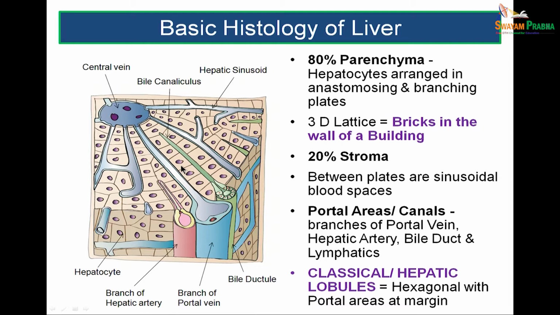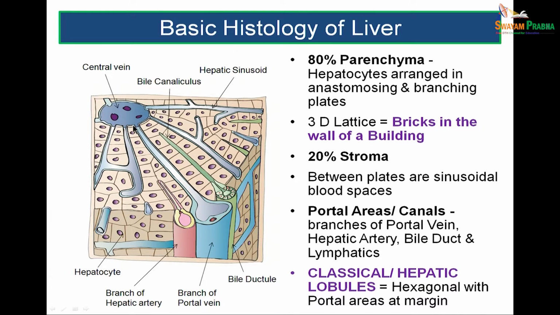Also present between these sinusoidal spaces and the hepatocytes are the bile canaliculi. The ones in green that you see here, these are the bile canaliculi, and they drain bile secreted by the hepatocytes towards the bile ductules in the portal regions. Also present in the portal region, you can see a branch of the hepatic artery which goes between the cells to supply them and drains towards the central vein. So this is the central vein here.